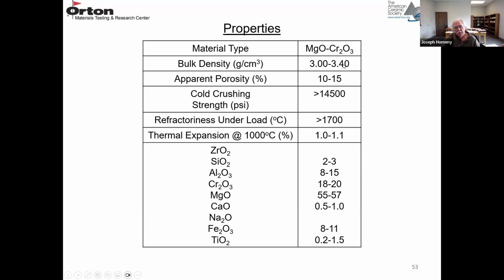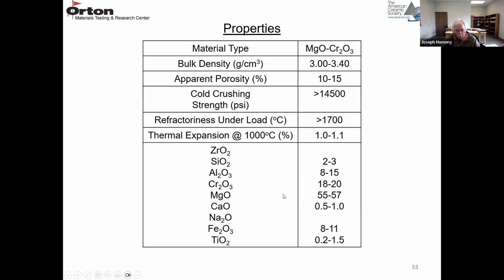So these are, depending on the chemistry, 3 to 3.4 grams per cubic centimeter. These particular ones have a higher porosity, 10 to 15%. And that gives rise to a lower cold crushing strength, less than 15,000 PSI. Has very good RUL, or refractoriness under load, greater than 1700 degrees C. Because of the high MgO content, the thermal expansion is now over 1% at 1000 degrees C.